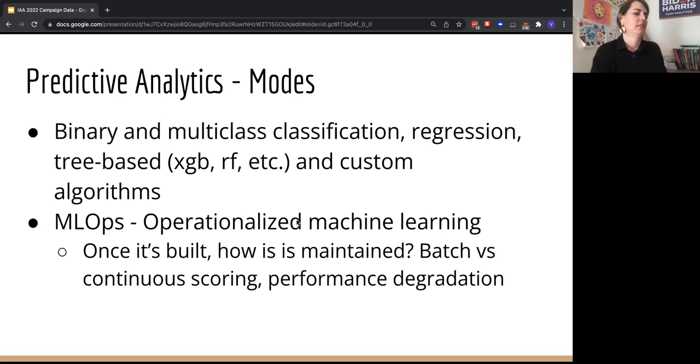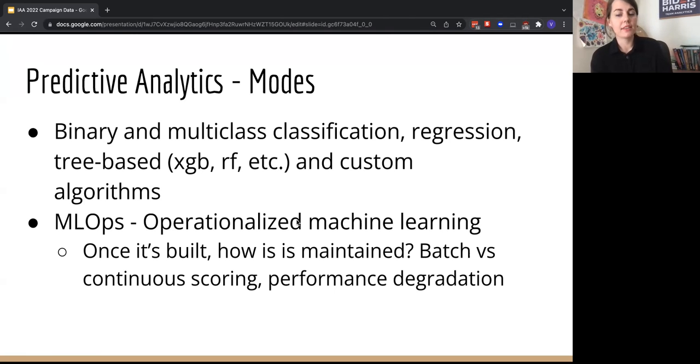So there's a lot of work to go from, I created a model that predicts the probability that you support the Democratic Party, to that model is useful to our user base. So how do we get that out to our users in the first place? And once it's out, how is it maintained? Are we doing batch scoring, where we will rescore every new person on the voter file once a month? Or are we continuously scoring people as they come in?